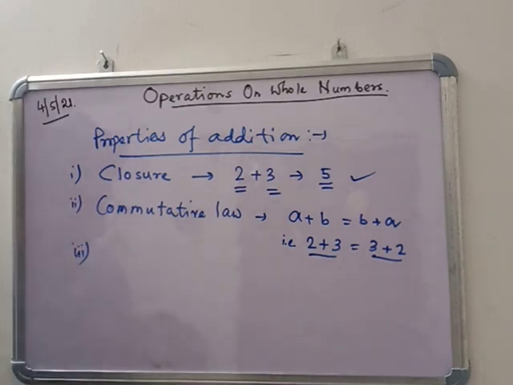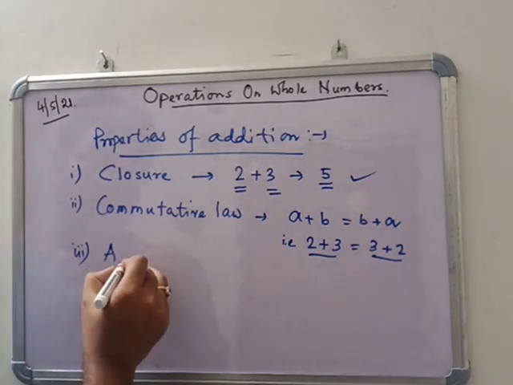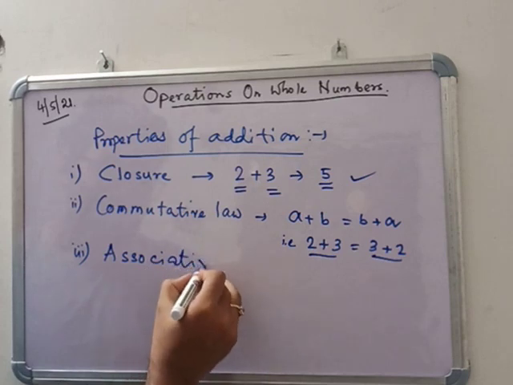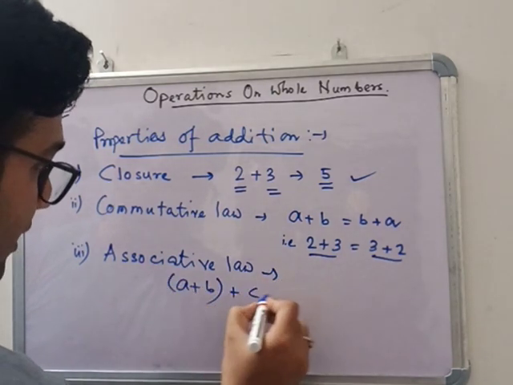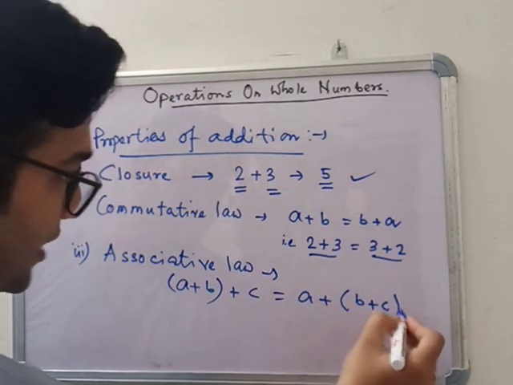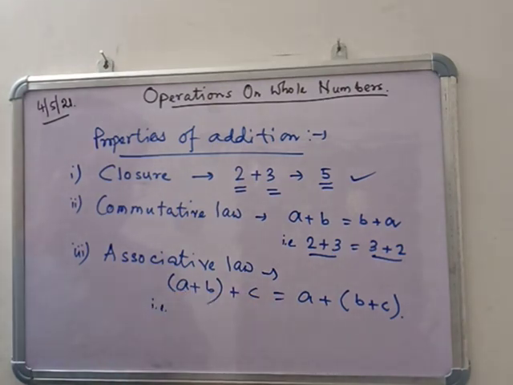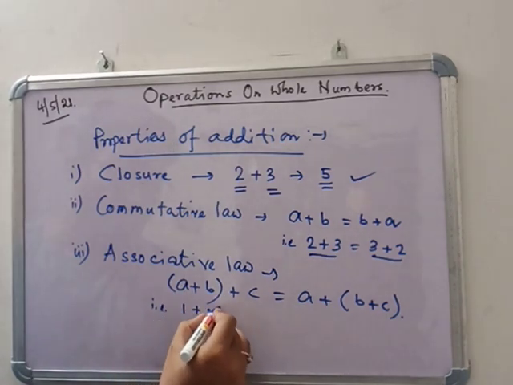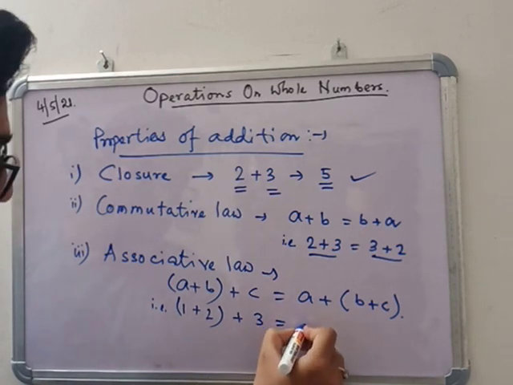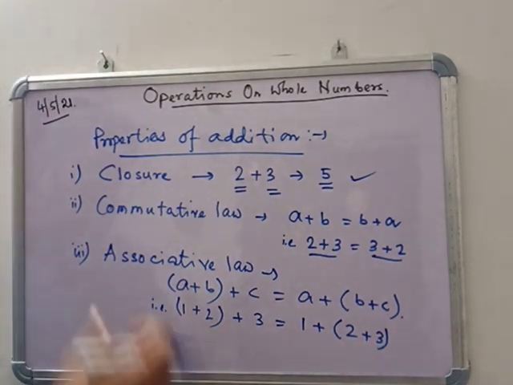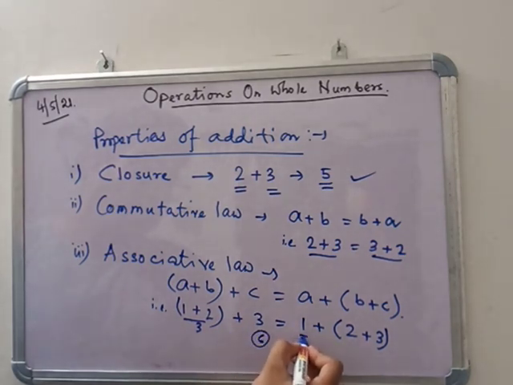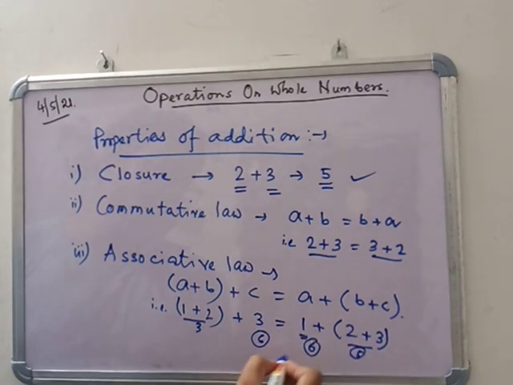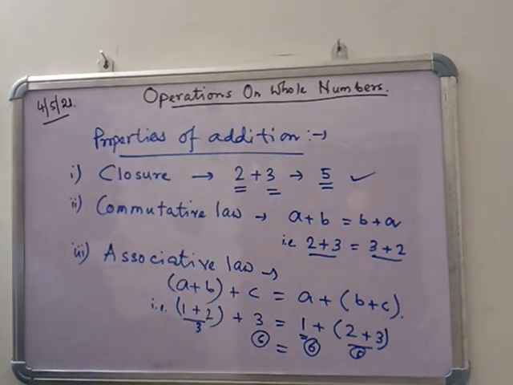In number 3, see the associative law of addition. What is the associative law? That means (A plus B) plus C equals A plus (B plus C). For example, we can choose any three numbers A, B, C. I am choosing A equals 1, B equals 2 and C equals 3. Now 1 plus 2 is 3, and 3 plus 3 is 6. Similarly 2 plus 3 is 5, and 5 plus 1 is 6. So this is equal. That means these satisfy the associative law of addition.